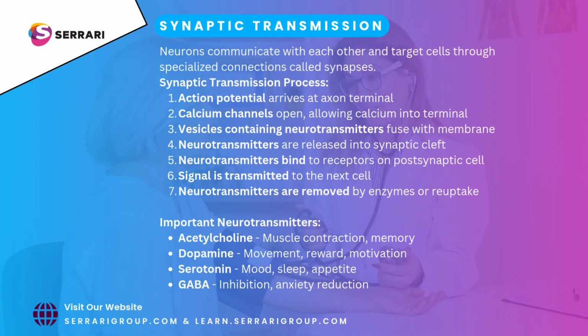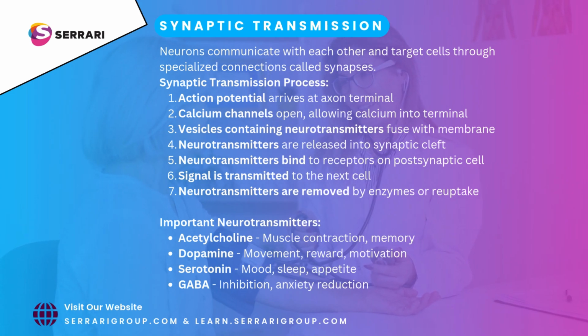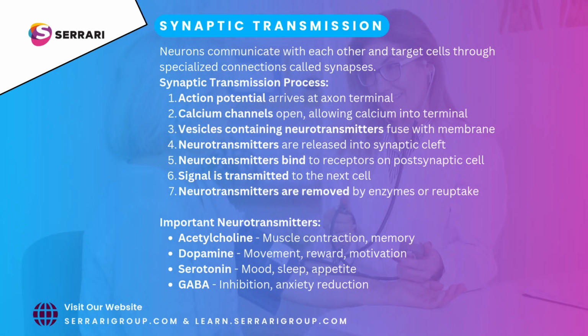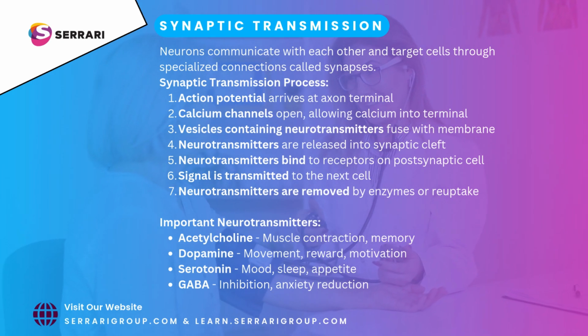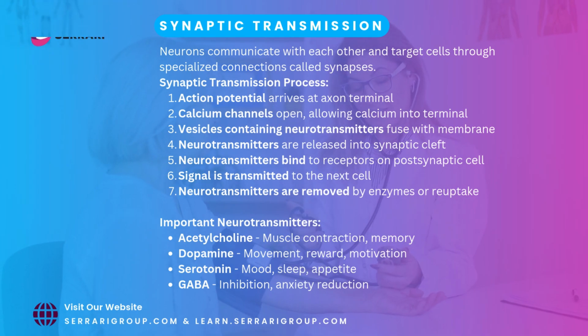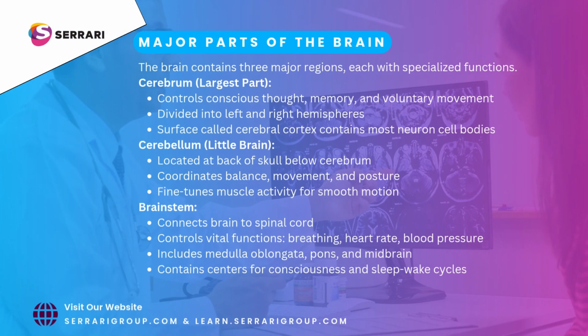Important neurotransmitters. Acetylcholine: muscle contraction, memory. Dopamine: movement, reward, motivation. Serotonin: mood, sleep, appetite. GABA: inhibition, anxiety reduction.